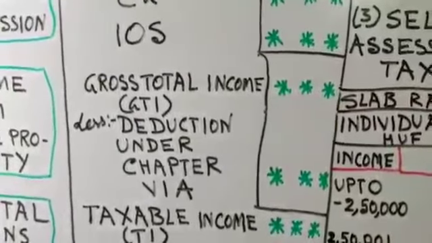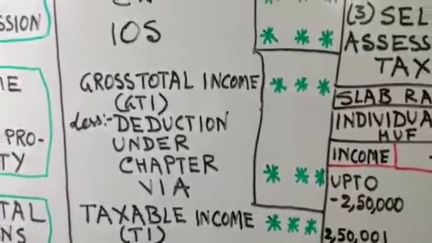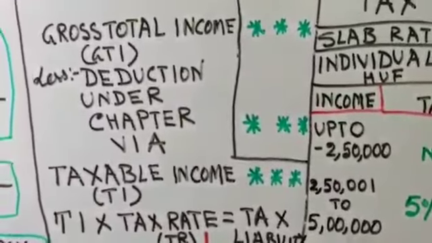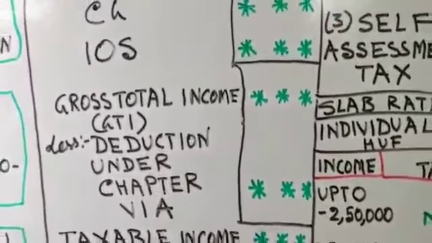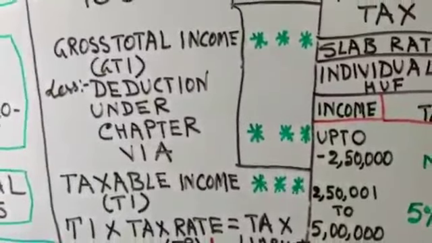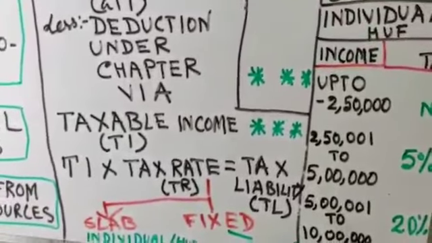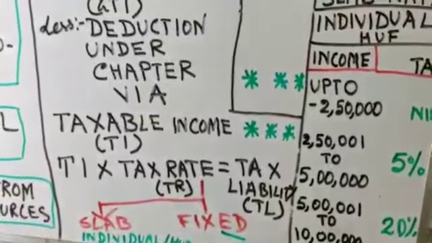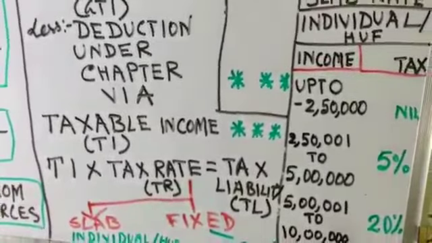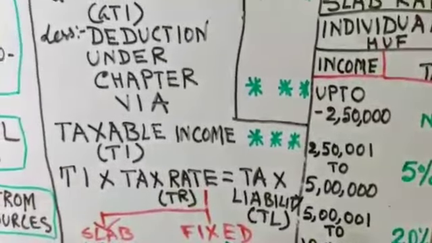So once we deduct the eligible deduction under chapter 6A from my gross total income, we will arrive at the taxable income. That is known as the TI, taxable income. So this taxable income is my gross total income minus chapter 6A deductions. On this taxable income, I have to apply the tax rate. And once we apply the tax rate on the taxable income, we will compute the tax liability. So my taxable income multiplied by the tax rate will give the tax liability.